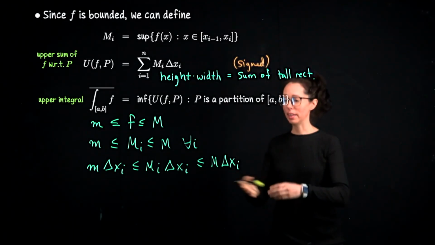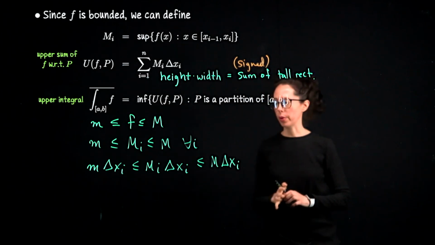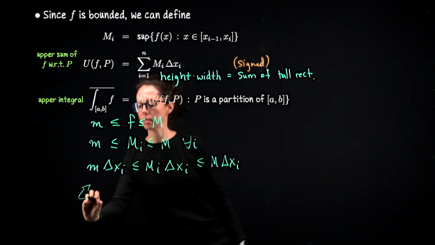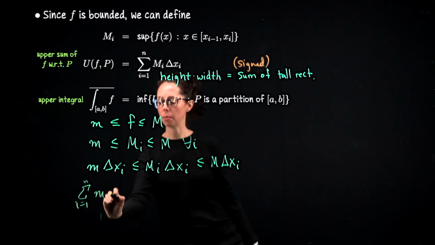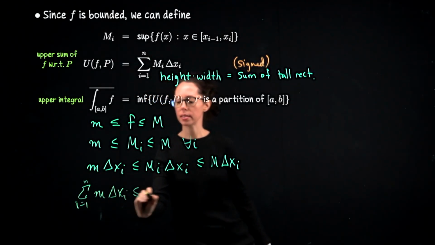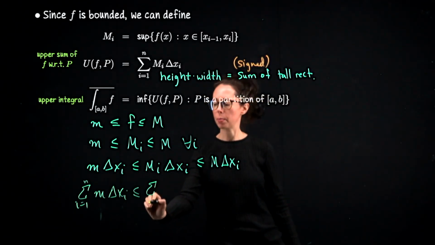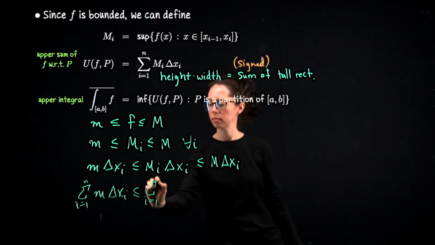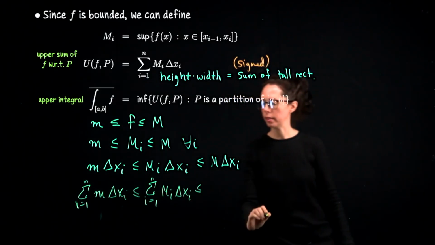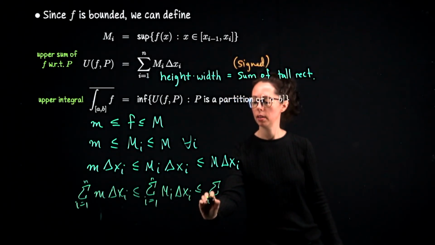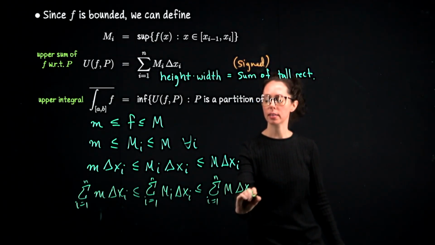So now, if this is the summand for each upper sum, and I now add this up from i equals 1 through n, we can say the sum from i equals 1 through n of this constant value m times delta x_i is less than or equal to the sum, and then on the right-hand side, we have also the sum from i equals 1 through n of a global upper bound times delta x_i.